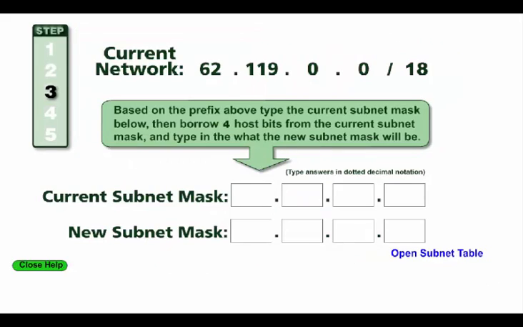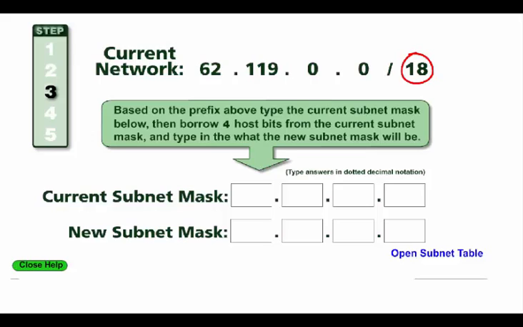In this step, you will first need to type in the current subnet mask based on the prefix shown after the current network address at the top of the screen. Then, you will need to come up with a new subnet mask that will be used once your network is divided into subnetworks. In order to determine the current subnet mask, look at the prefix number, the number following the / at the top of the screen.